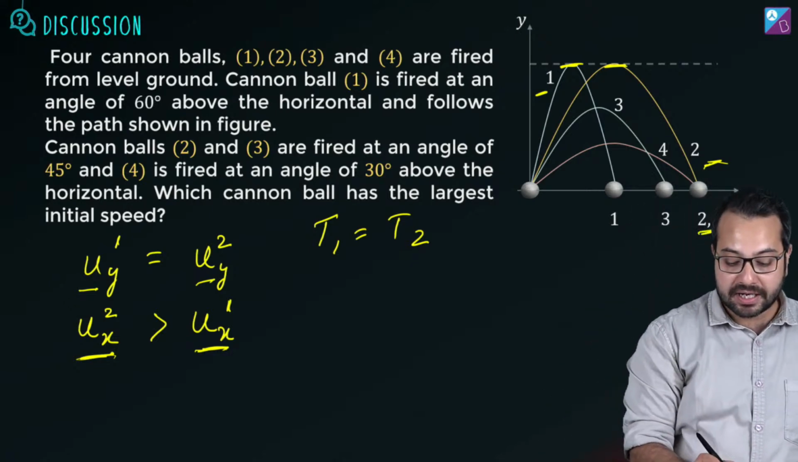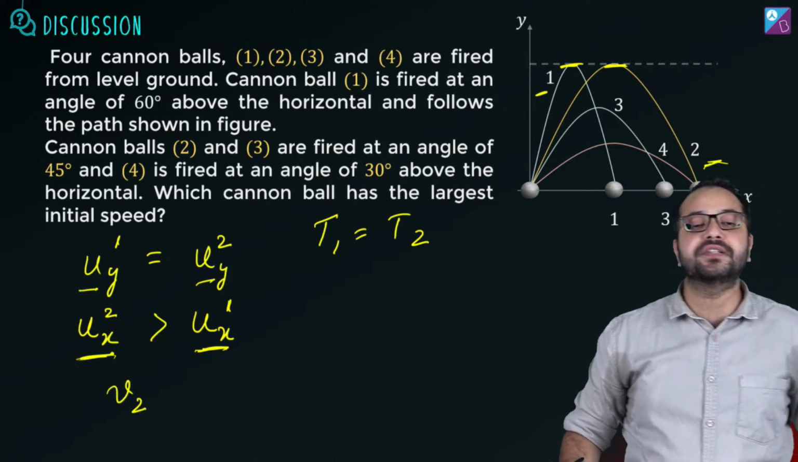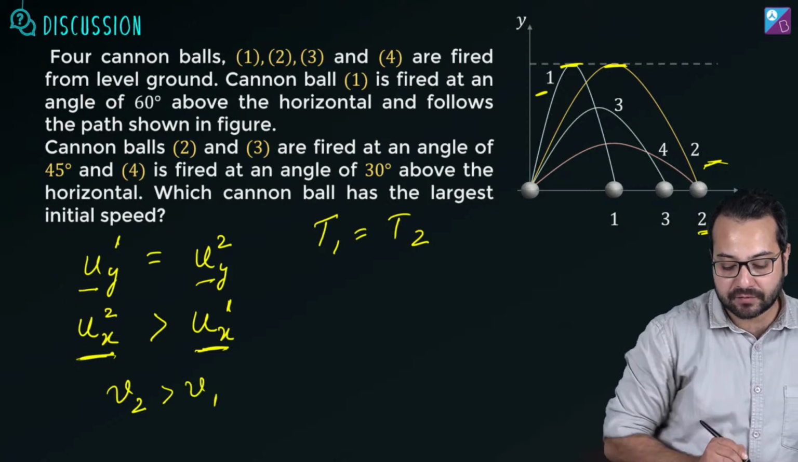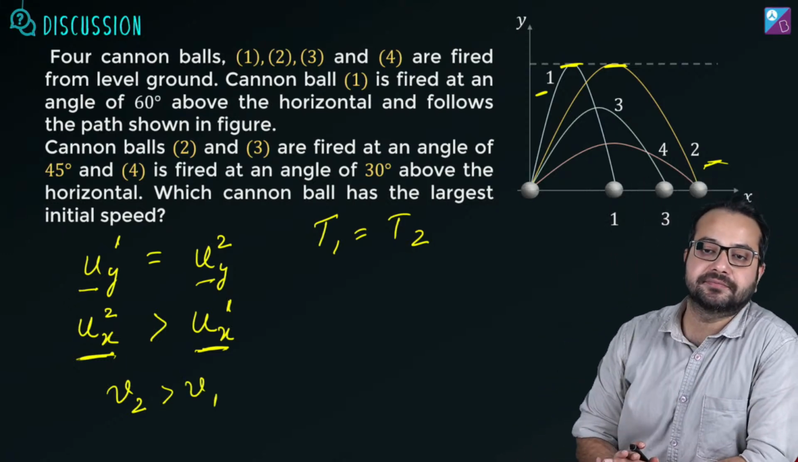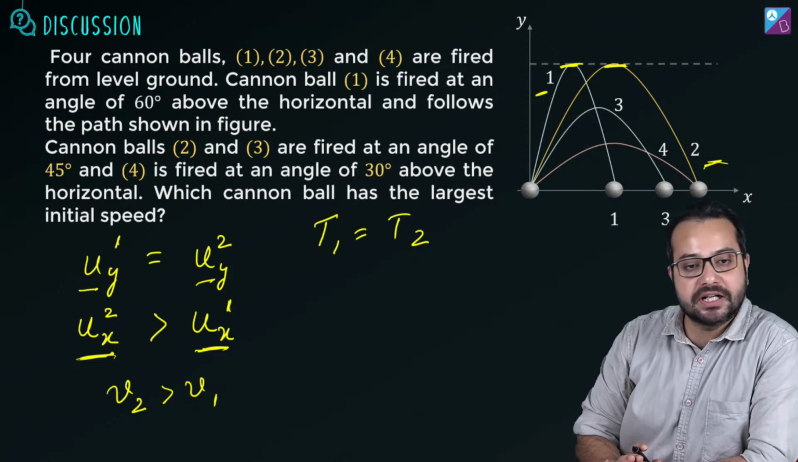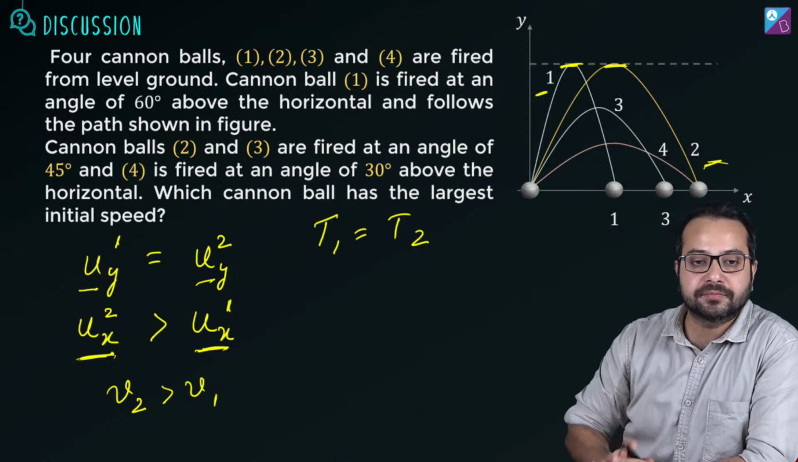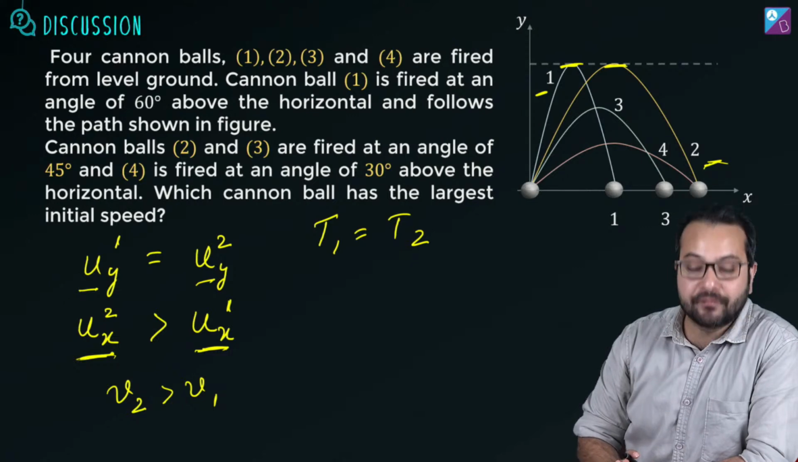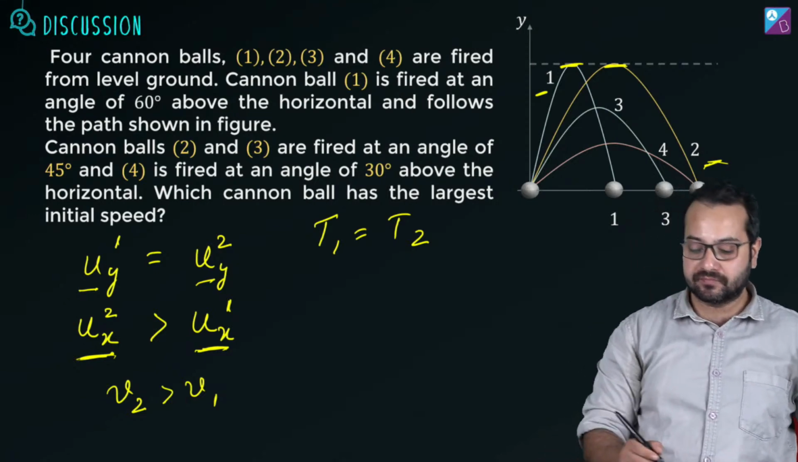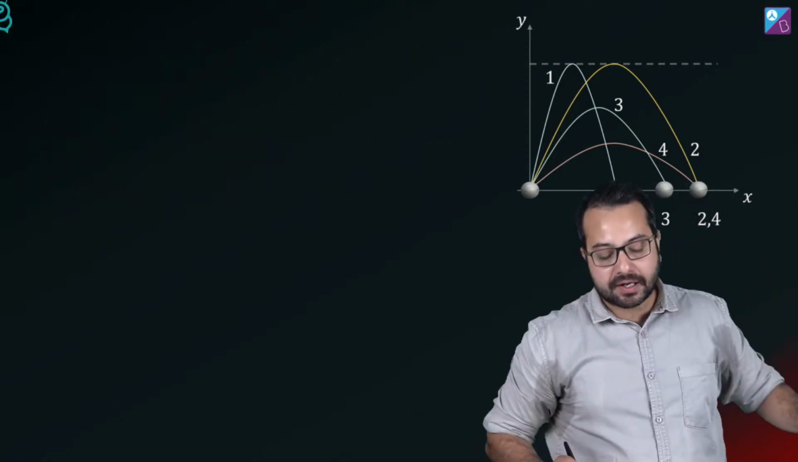So what does it mean? It means that V2, what is V2? The speed of 2 is going to be greater than the speed of 1. Is that correct? The speed of 2 is going to be greater than speed of 1. Clear? Okay? So without even using any angle or equation, we are able to figure this out. Chalo. What else can we figure out?